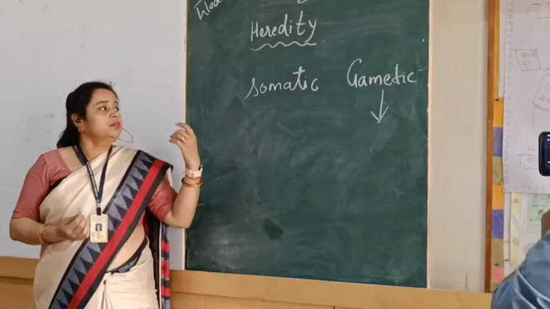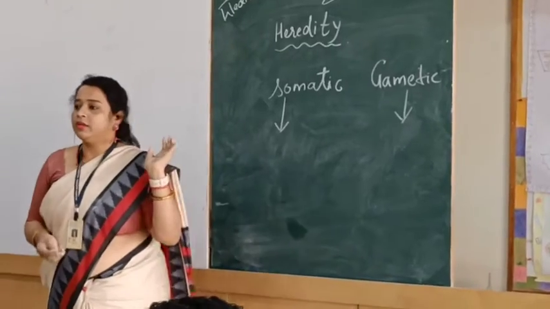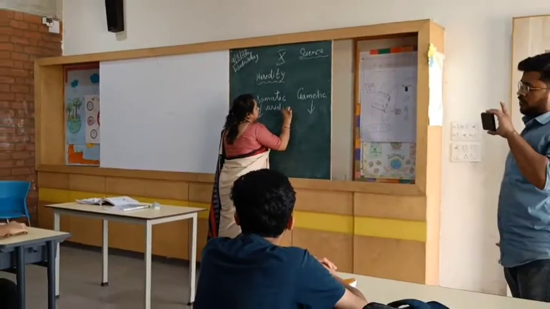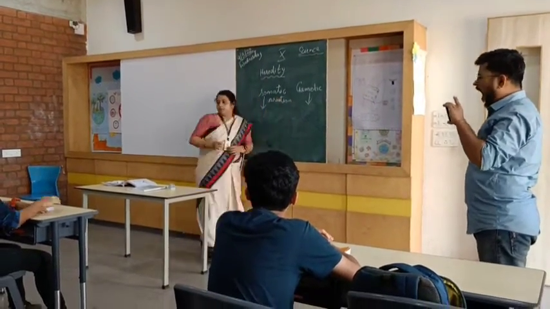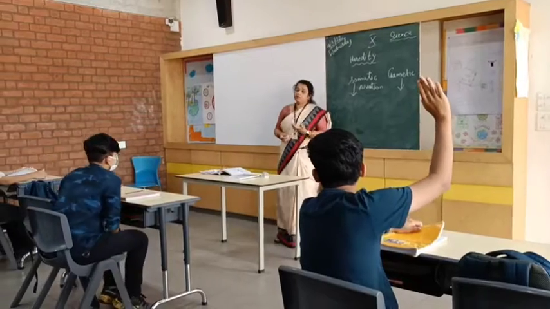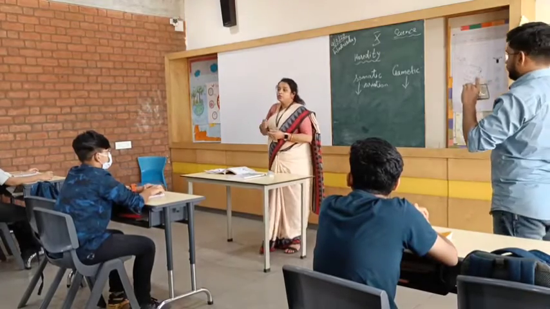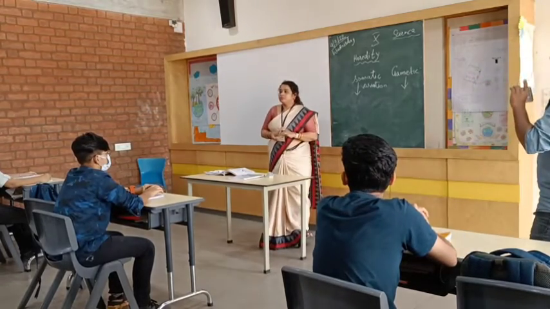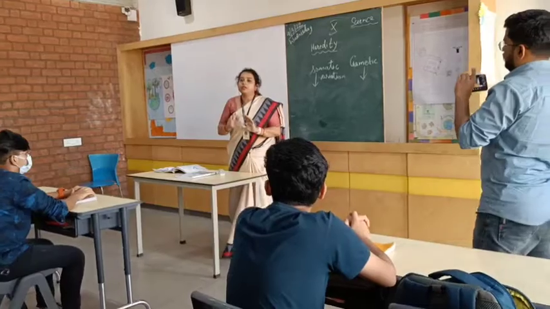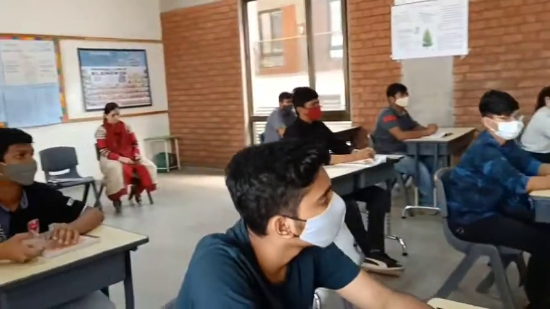Now, let us take some more examples of somatic variation. Very good. Cutting of a dog's tail. When we cut the dog's tail, the next generation does not come without a tail. The next generation again has the tail.